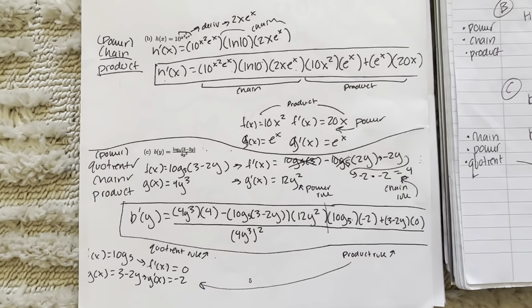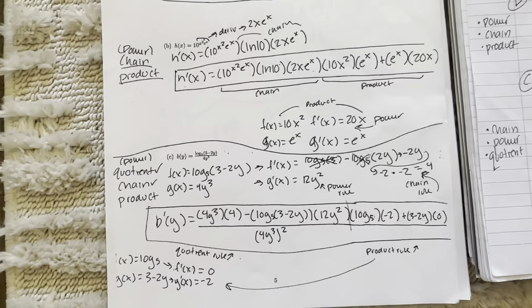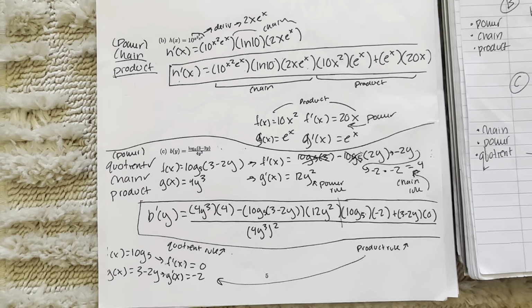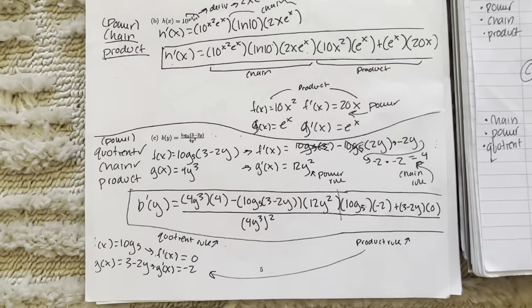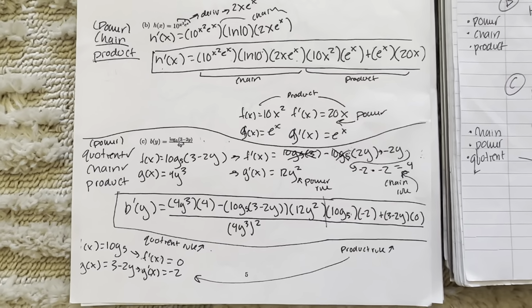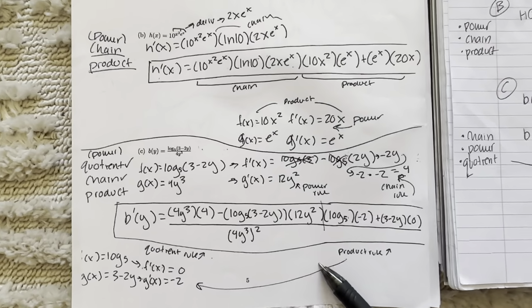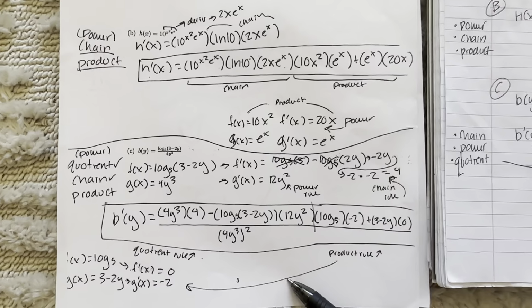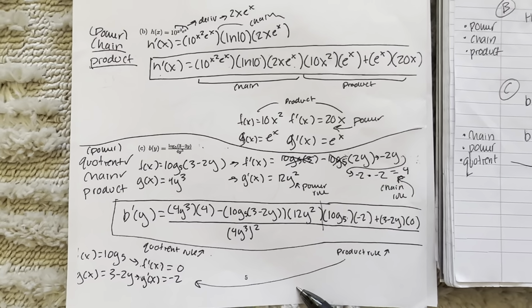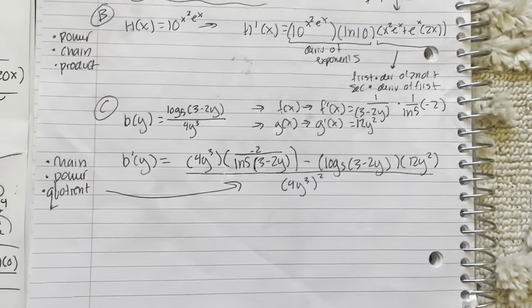And so yeah, now let's get into the last question to answer, letter C. And this says b of y equals log 5 times 3 minus 2y all over 4y cubed. So I am super confused regarding my response. Let's just jump into it because I don't have a super long time.